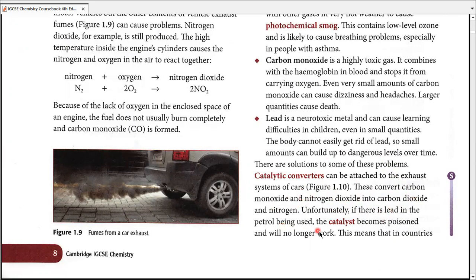Unfortunately, if there is lead in the petrol being used, the catalyst becomes poisoned and will not work any longer. This means you need to use unleaded petrol for the catalytic converters to work.